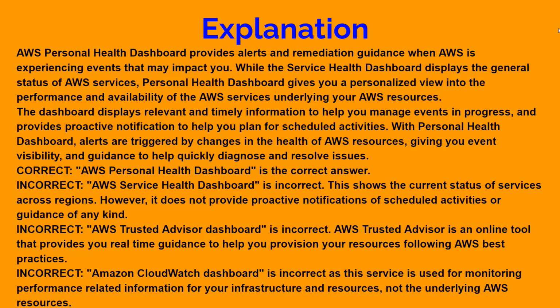Incorrect. AWS Service Health Dashboard is incorrect. This shows the current status of services across regions. However, it does not provide proactive notifications of scheduled activities or guidance of any kind. Incorrect. AWS Trusted Advisor Dashboard is incorrect. AWS Trusted Advisor is an online tool that provides you real-time guidance to help you provision your resources following AWS best practices. Incorrect. Amazon CloudWatch Dashboard is incorrect as this service is used for monitoring performance-related information for your infrastructure and resources, not the underlying AWS resources.